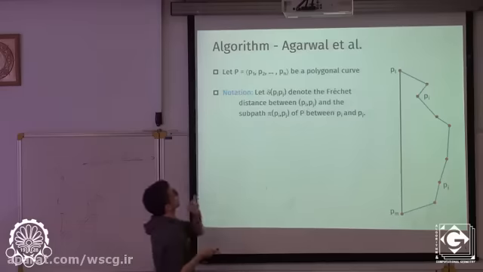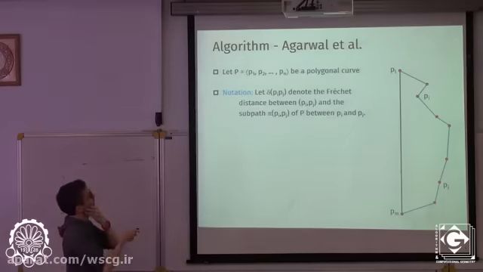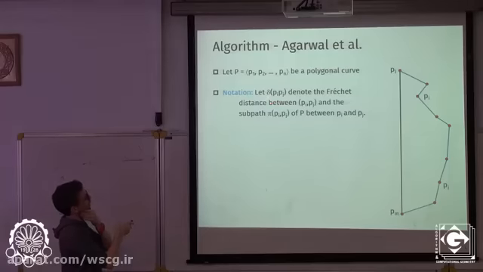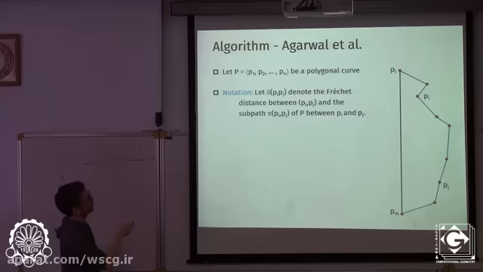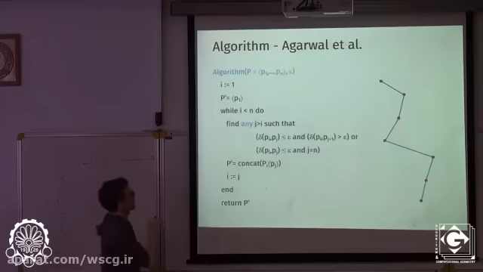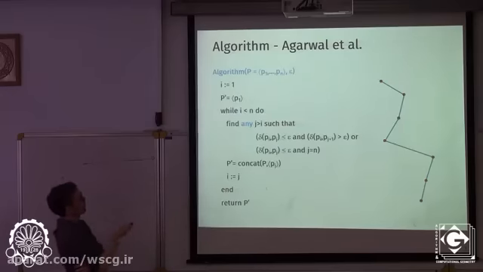Okay, so the algorithm works as follows. We have again this polygonal curve, and let me introduce a notation, because we will use it a lot: delta(pi, pj) will denote the Fréchet distance between the segment pi pj and the subcurve between pi and pj. And this is now the algorithm. It's a greedy algorithm, it starts at the beginning.